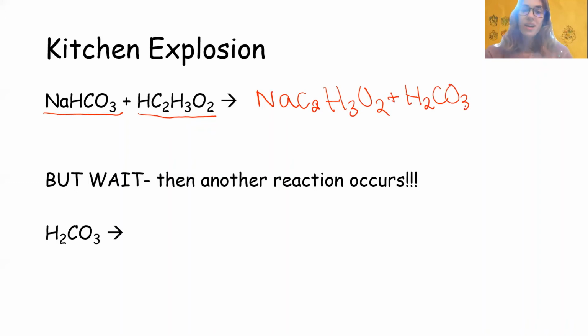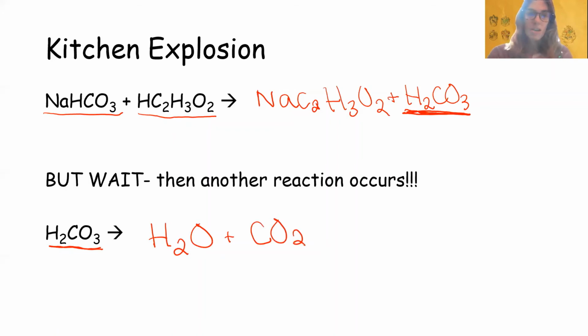And so what ends up happening is, as soon as this is created, this carbonic acid ends up undergoing a decomposition reaction. And that's what causes that huge immediate bubble up and explosion. So this carbonic acid, H2CO3, very, very quickly becomes H2O and CO2. And if we look, everything is already balanced, so we don't need to go back in and add any coefficients, but if it weren't, we could do that as well.